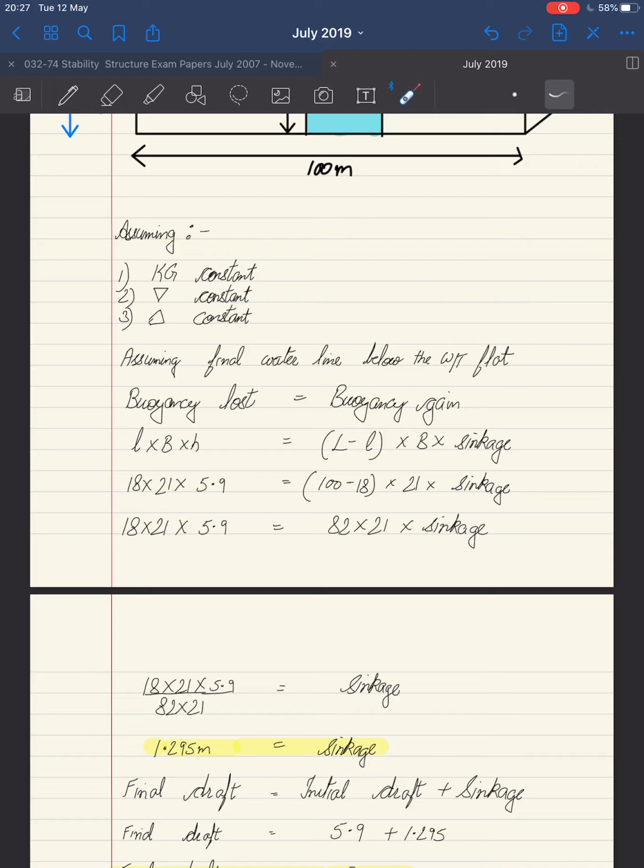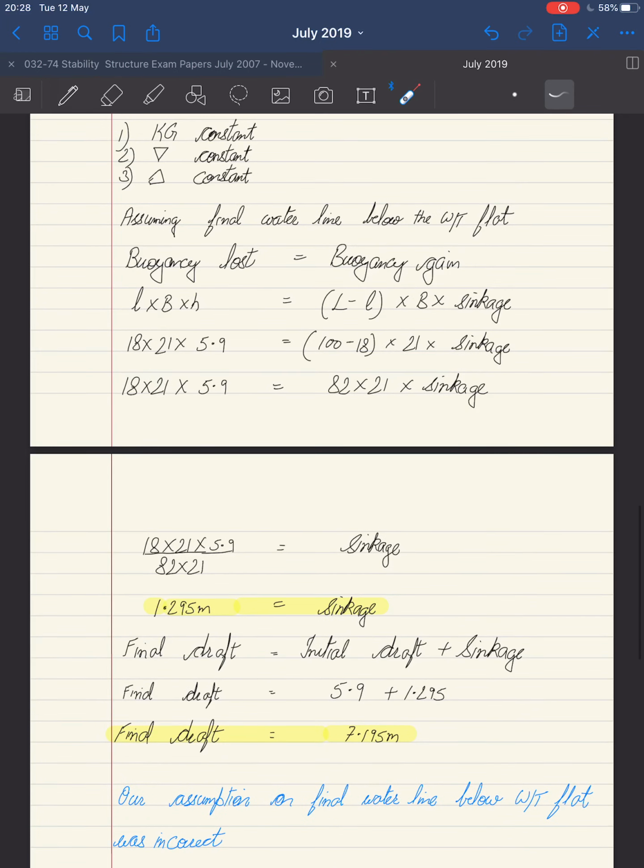Now we will take this 82 multiplied by 21, which is on the right hand side of the equation, to the left hand side. If this value was being multiplied, which is the case, it will go in division when it is moved to the left hand side. So this is how this value is going to move. So we finally get 18 multiplied by 21 multiplied by 5.9, divided by 82 multiplied by 21 equals sinkage. From this, we got the sinkage as 1.295 meters.